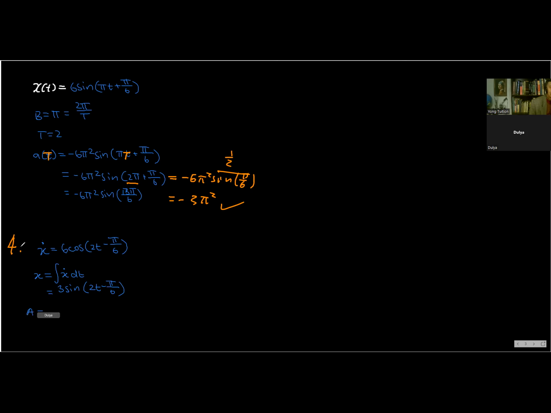So amplitude equals 3. Capital T, you can use capital T, with pi. Double check that. So B this time equals 2, right? And equals 2 pi over T. Yes, you're right. Then that is the result. Okay, next question.